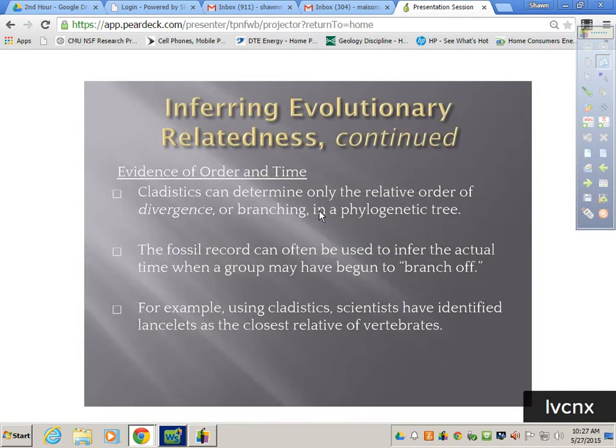So cladistics can determine only the relative order of divergence or branching in a phylogenetic tree.